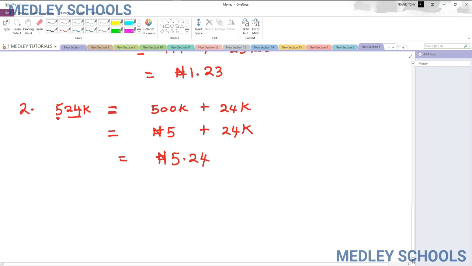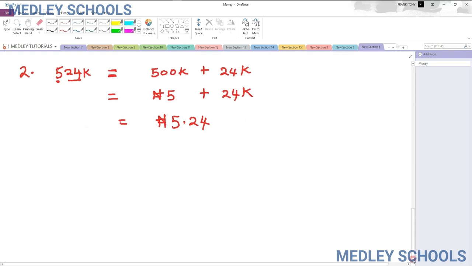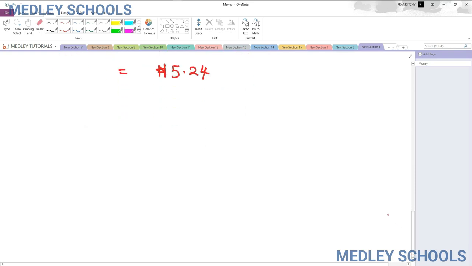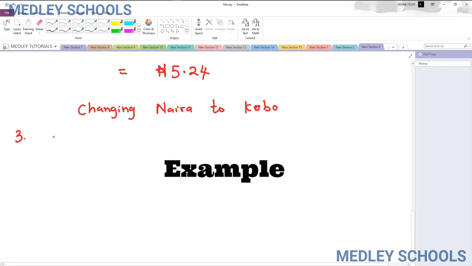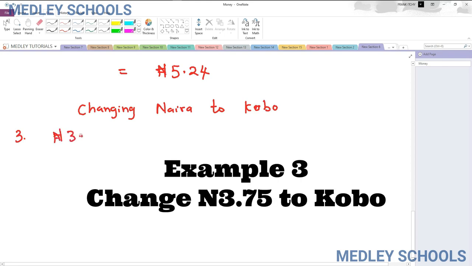So with this we have learned how to change money from kobo to naira. Now let's talk about changing from naira to kobo. Changing naira to kobo. Now we're going to continue it as example 3. Now here we are asked to change 3 naira 75 kobo to kobo.